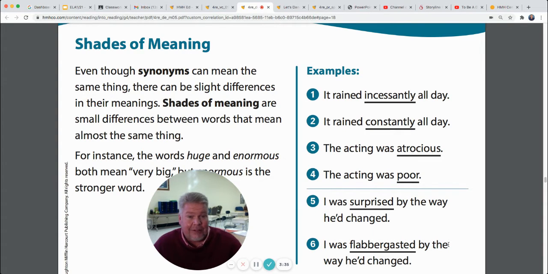So again, like I said the other day, when you're doing writing and you have to choose a word that you want to really be powerful in a sentence, choose some of these words we use less often. Choose a synonym of a word that's a more powerful shade in what it means, like these words: incessantly, atrocious, flabbergasted. And that'll make your reader more interested in what you are reading.